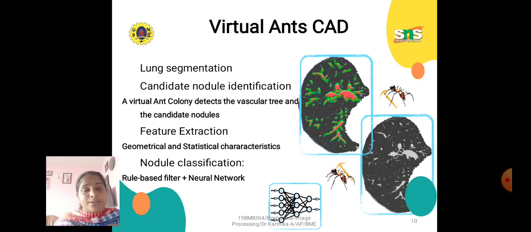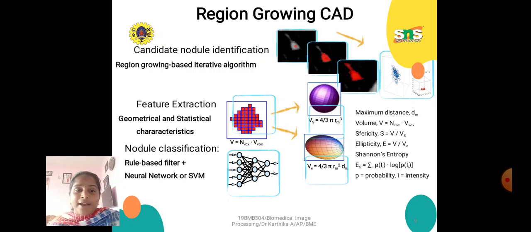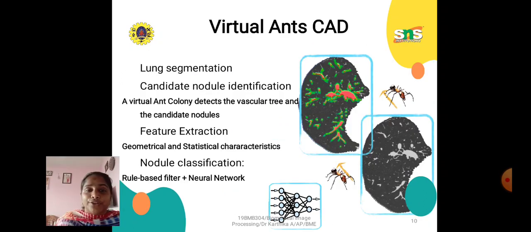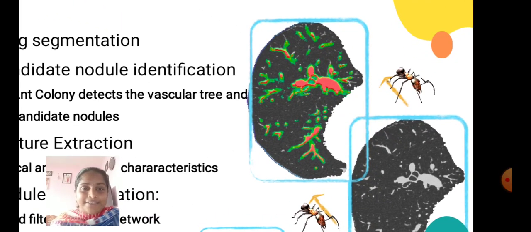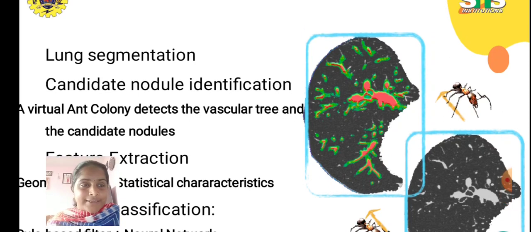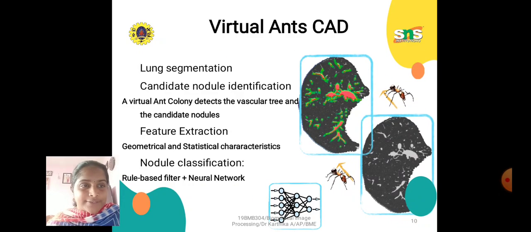Based on the applications we can prefer either the simple region based or simple algorithms for classification. Here we use virtual ant and a rule based filter with neural network or SVM. In the previous one we used a rule based filter with neural network or SVM. Here we use a rule based filter with neural network. See, virtual ant CAD, how it works.